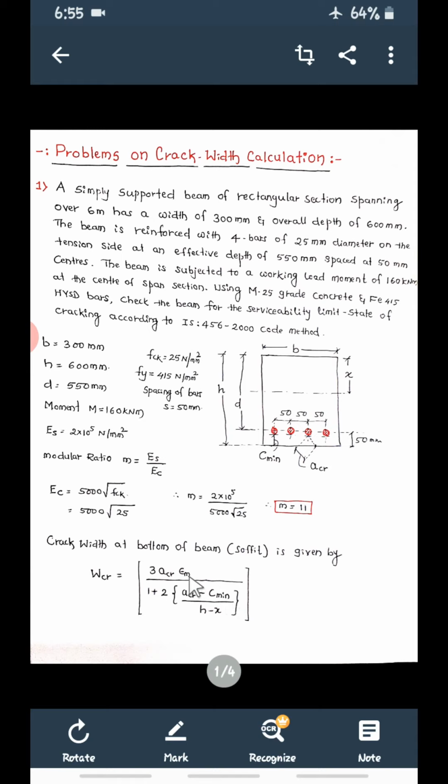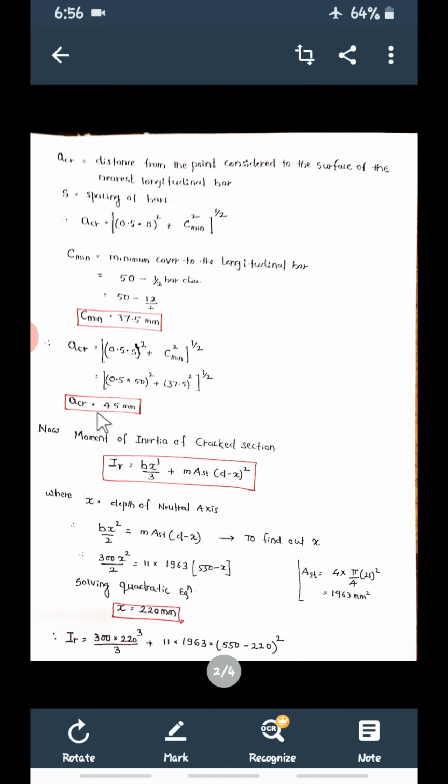Okay, then we have to calculate epsilon m. Epsilon m we have to calculate, x we have to calculate, h is known. So epsilon m and x will be calculated. x is the neutral axis depth. Okay, now see. Now the moment of inertia of cracked section, that is Icr. How will Icr be calculated? Already we have solved the problems on deflection, so where we have calculated Icr, the same thing we are going to use.